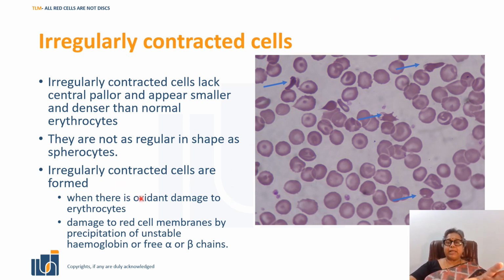Irregularly contracted cells are formed when there is an oxidant damage to the erythrocytes, or there is damage to the red cell membrane by precipitation of unstable hemoglobin or free alpha or free beta chains. So there is some insult to the cell, because of which it loses a large portion of the cytoplasm and becomes an irregularly contracted cell, which you need to look for if you're trying to find them.